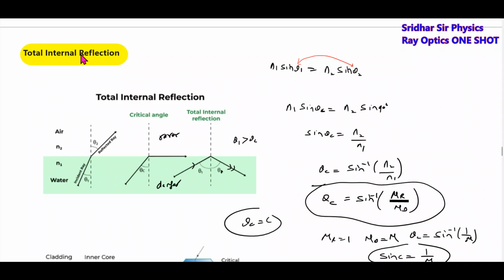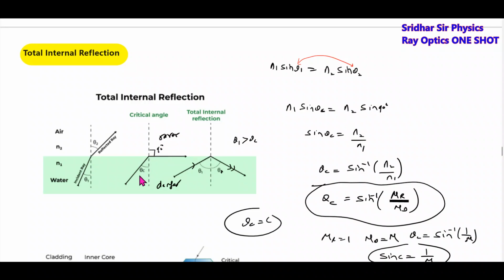Next topic we have is total internal reflection. Here, there's an incident ray moving from denser to rarer medium. The ray will undergo refraction. Then what is the formula? We'll write N1 sine theta 1 equal to N2 sine theta 2. This is the angle of incidence and angle of refraction. As I increase the angle of incidence, the angle of refraction also will increase naturally. At one particular angle of incidence, the refracted ray grazes the boundary, and this angle will make 90 degrees.